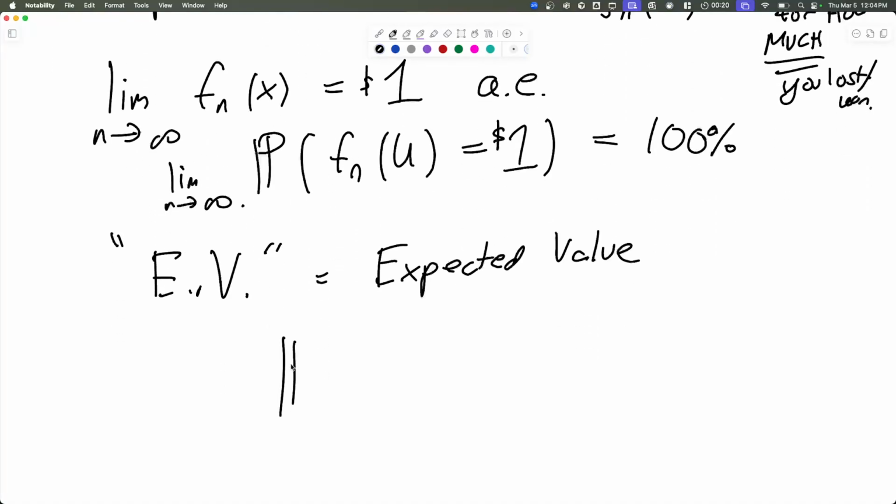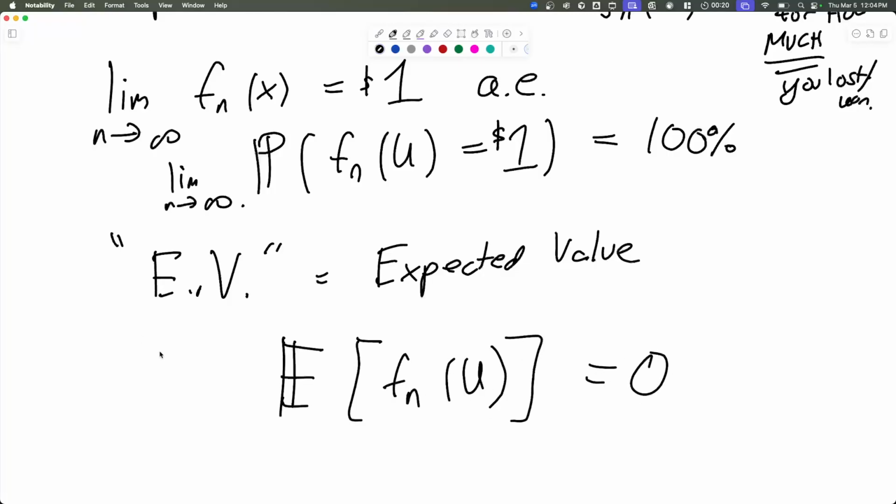So the expected value of fn of u is actually 0, and it's 0 even in the limit as n goes to infinity. Okay. So the probability, the almost everywhere, is converging. You're converging to plus $1 100% of the time, but on average, you actually make no money, 0. Okay, and this is why this strategy is bad. Well, there's a number of reasons why. You can't make something from nothing. You're not actually doing anything. You're just shifting around where the money is, right? And you will win $1 100% of the time, but on average, you make $0.